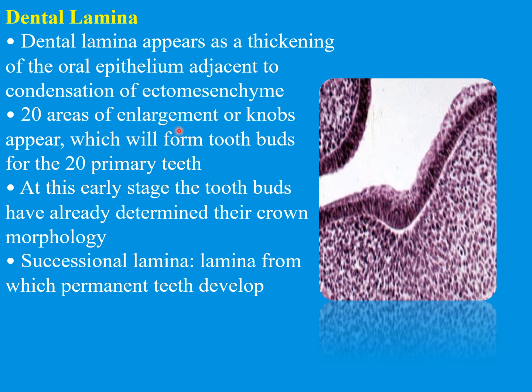20 areas of enlargement or knobs appear, which will form tooth buds for the 20 primary teeth. At this early stage, the tooth buds have already determined their crown morphology. Successional lamina is from which the permanent tooth develops. This is the dental lamina which forms the primary dentition, and also which forms the permanent dentition, or permanent successor of each deciduous tooth.